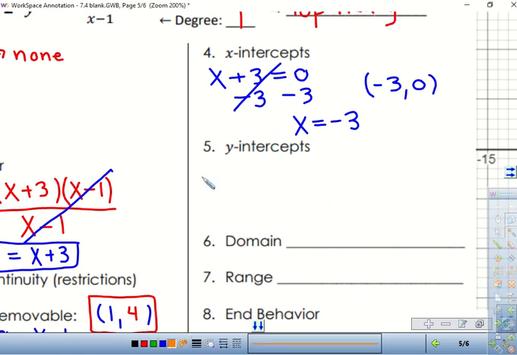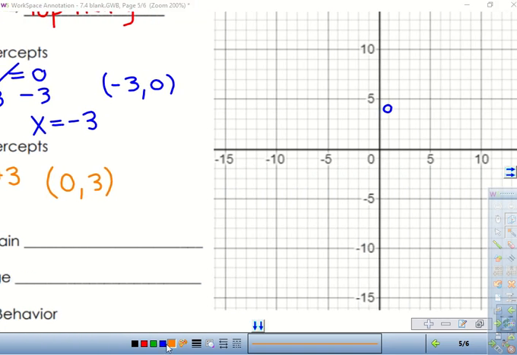And then to find your y-intercept, you take the entire remaining equation and plug in 0 for x. Solve that, you get y equals 3, which is (0, 3). So we found our intercepts. We can now plot these. So my x-intercept is at (-3, 0), and my y-intercept is at (0, 3).